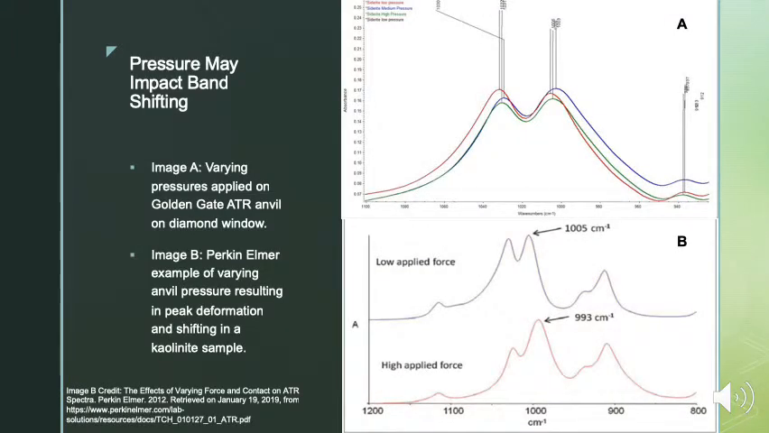Now, every formula that we previously considered for ATR, from the depth of penetration formula to the relative intensity correction to the advanced correction, they all assumed that the sample specimen had close contact with the IRE, or the diamond window in our case. Now that may be easy enough to achieve for liquid samples, but for insoluble solids, it requires them to be pressed uniformly against the IRE, often by the use of an anvil putting pressure on the sample against the window.